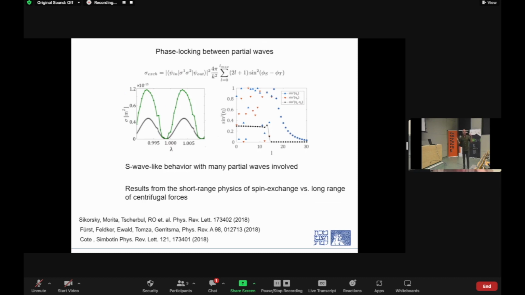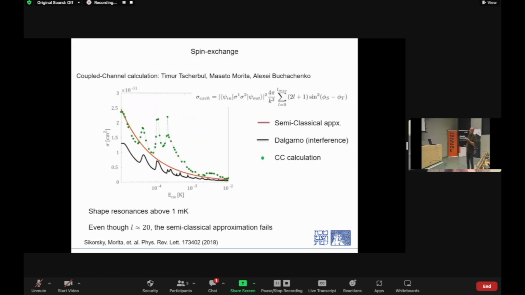So if you like, it's a double-edged sword type situation where the long-range physics on the one hand pushes the S-wave behavior to extremely low temperatures, but on the other hand preserves S-wave-like behavior to ridiculously high temperatures. Right, and under this scenario, if you run through the calculation and you vary the energy of the collision, you actually expect to see shape resonances, even with 20 partial waves, which is really a unique feature.